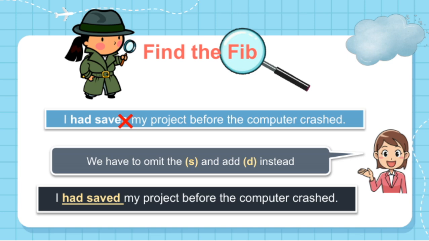Now, let's find the fib in this context. The statement, "I had saves my project," is actually incorrect because of that grammatical error. The correct version is, "I had saved my project." This ties back into the overall theme of being diligent with our work and understanding the importance of proper grammar, especially when documenting or communicating technical processes.